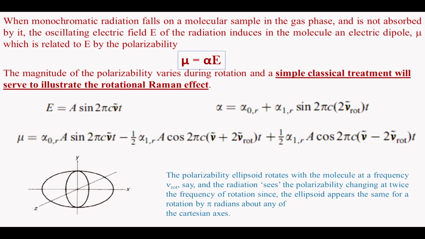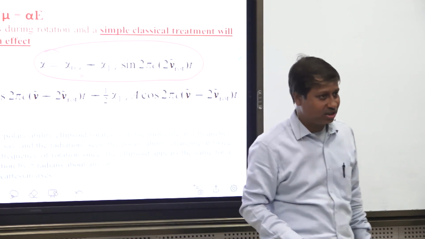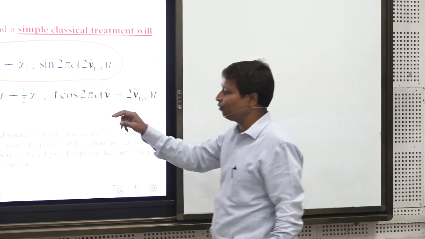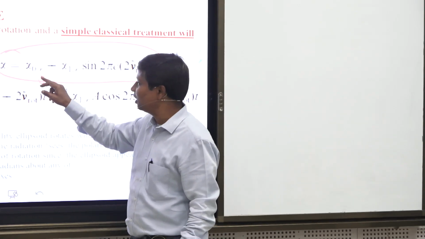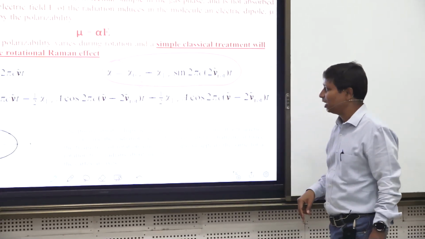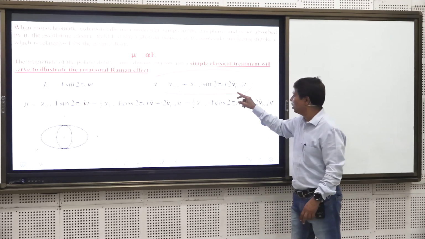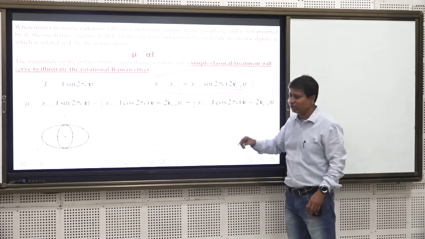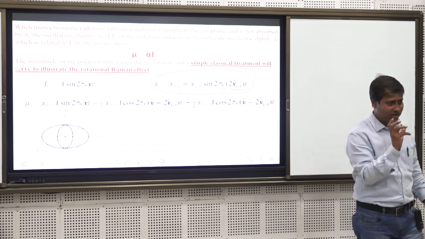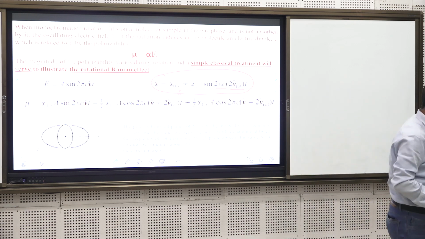Alpha is alpha 0, R stands for the rotational one, and for the vibrational one we will write V. So alpha 0R plus alpha 1R sine 2 pi c, these are all known, and 2 times the rotational frequency of the molecule. Why 2 times?